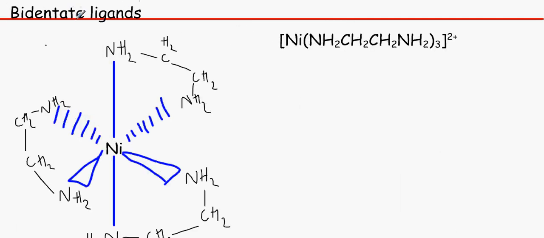Right, so some ligands do have the ability to actually donate 2 or more lone pairs of electrons, especially this one, which is ethane-1,2-diamine. And as we can see, it looks like this. We've got the nickel, and we've got the ethane-1,2-diamine over here. We've got 3 of them.